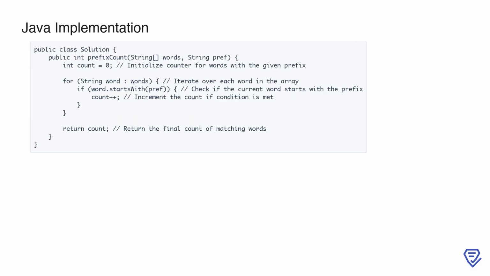This is the Java implementation of the LeetCode problem number 2185, counting words with a given prefix. The code mirrors the logic from the Python version but incorporates Java-specific syntax and features. The method prefixCount accepts an array of strings, words, and a string prefix, pref. It iterates through the array, checking if each word starts with the given prefix using the startsWith method, and counts the matches. Key differences from Python include explicit type declarations for variables and method signatures, as well as the use of Java's enhanced for loop for iteration.